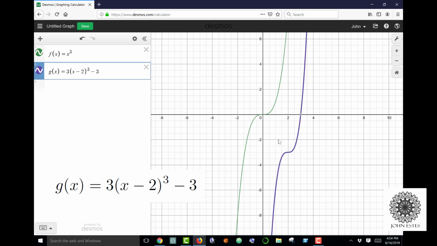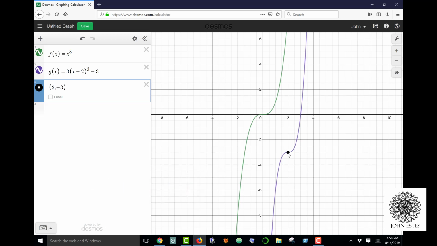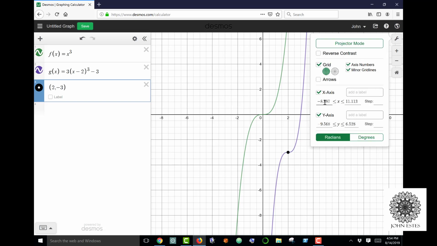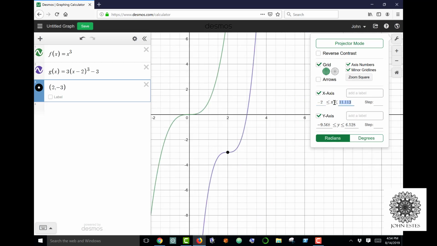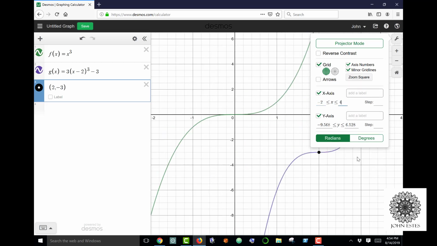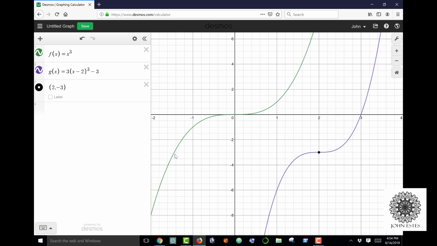So you can see that it's a little thinner than the green line, and if I highlight the point 2, negative 3, you can see that right there. That's where the origin was in the green, and it shifted down to 2, negative 3 because of our horizontal and vertical shifts. Okay, now if you want to get a better view of that, you can come up here to the wrench, the graph settings, and we can set the x-axis maybe from -2 to +4. And from there, maybe we can see a little clearer what this graph's looking like close to the origin.